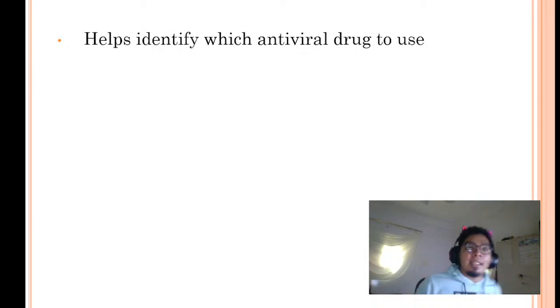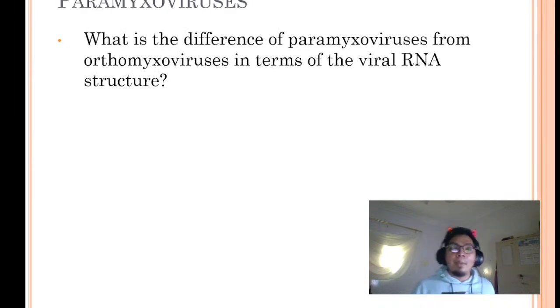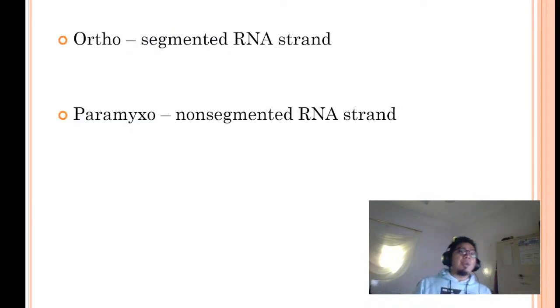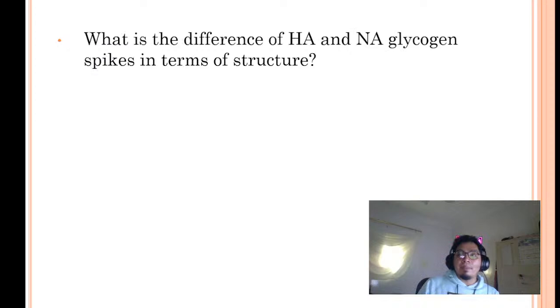Sorry, paramyxoviruses. Let's talk about the differences between paramyxoviruses and orthomyxoviruses. Orthomyxo, based on the name itself, the RNA is segmented, while paramyxo, the RNA is a single strand. Remember that orthomyxoviruses have 8 segments, while paramyxo is unsegmented.